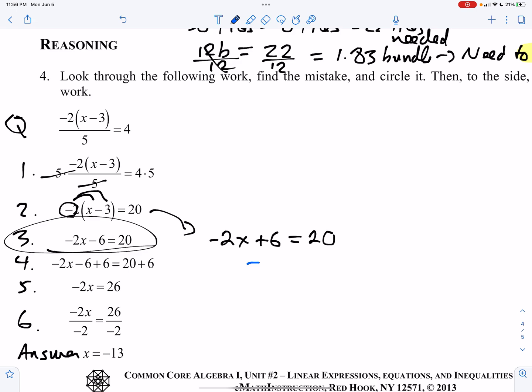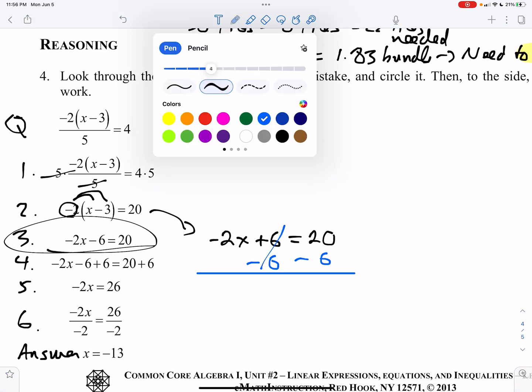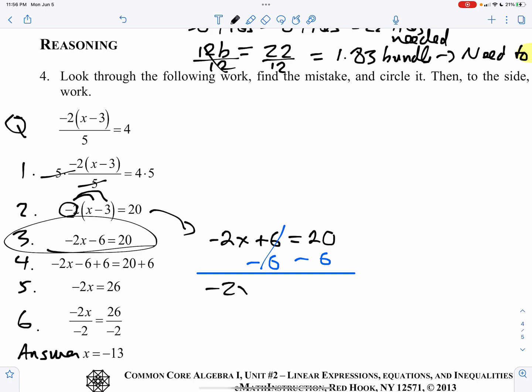So we've got to subtract 6 from both sides. That cancels, and we have negative 2x equals 14. Divide by negative 2 on both sides. Looks like x equals negative 7.